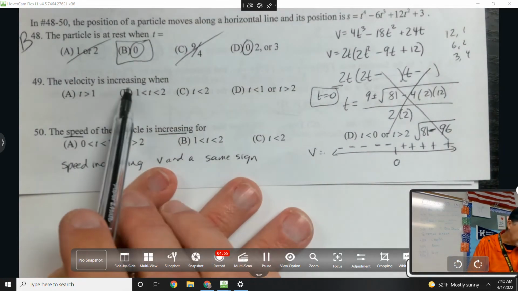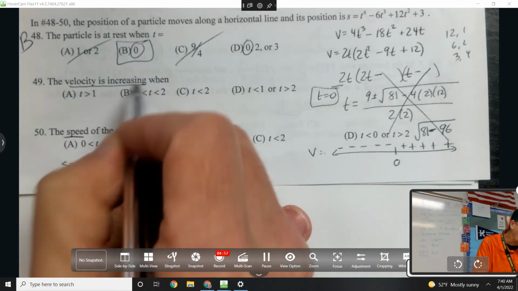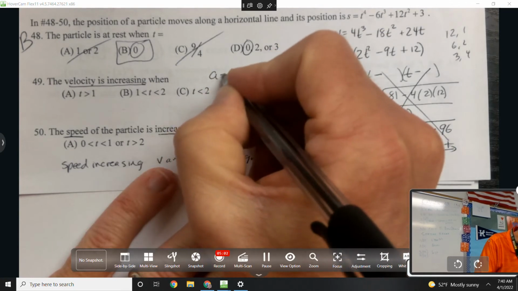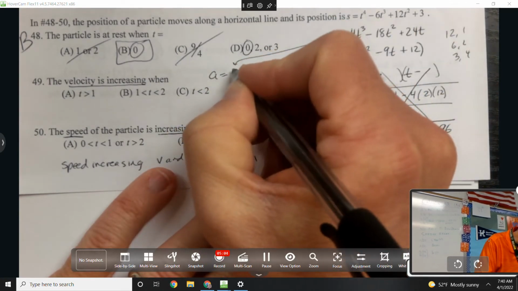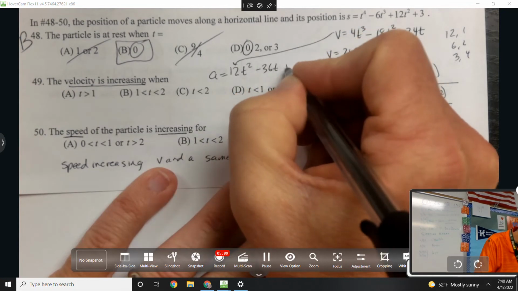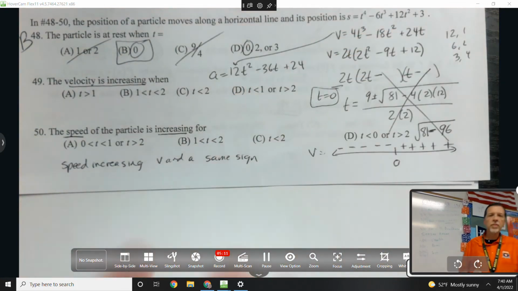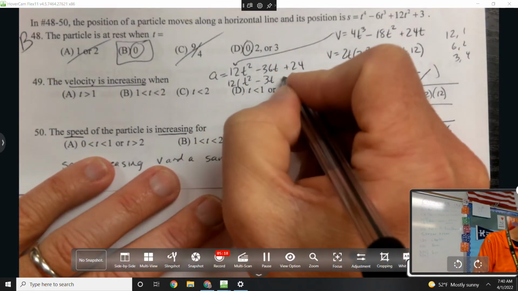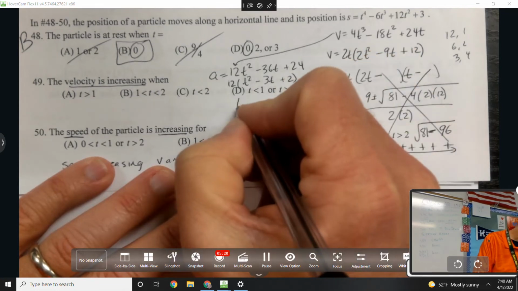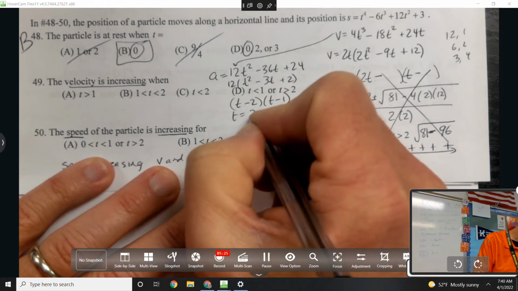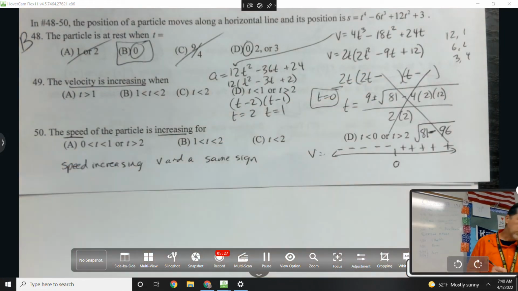The velocity is increasing. Oh, that would be when acceleration is positive. I know you asked 50, but I'm just going to work all 3 here. So acceleration then is the derivative of velocity, 12t squared minus 36t plus 24. They were at least kind on that one. I mean, kind in terms of 12 will factor out. And it factors easily. So t equals 2 and t equals 1.